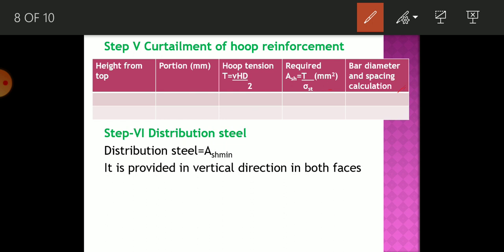Then step number 6 is determine the distribution steel. That distribution steel will be equal to ASH minimum. It is provided in the vertical direction on both faces.